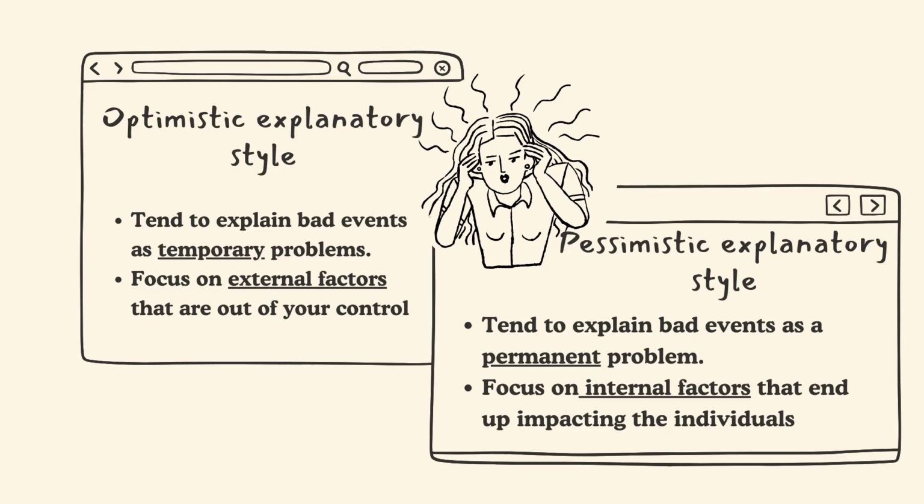But the opposite one, the pessimistic explanatory style, tends to explain bad events as permanent problems, and it's always focused on internal factors that end up impacting the individual, which means that if I fail the exam, I'll blame myself as, oh my gosh, I'm so stupid. This kind of thought will actually impact my personality in the future. So that's why it's a permanent problem. And with the belief that I'm stupid, I didn't study enough, something like that, I might fail other AP exams in the future.